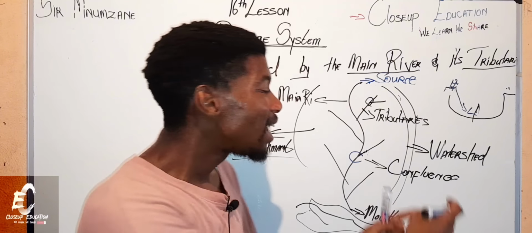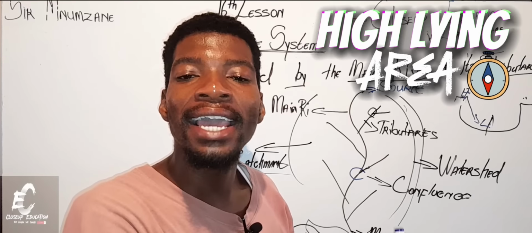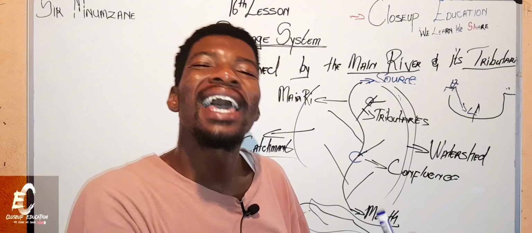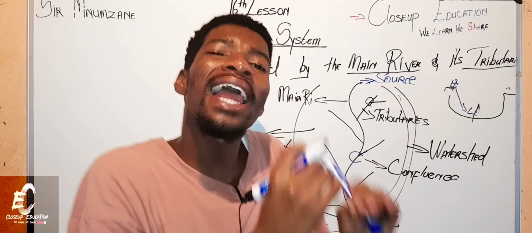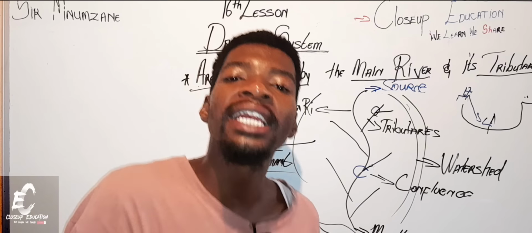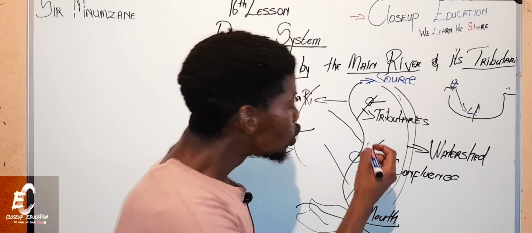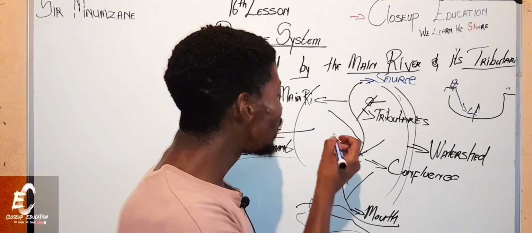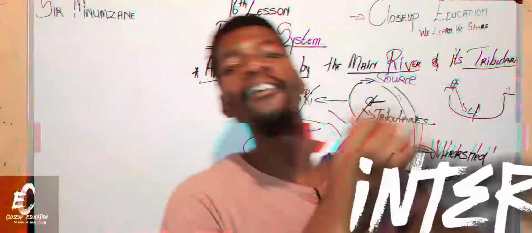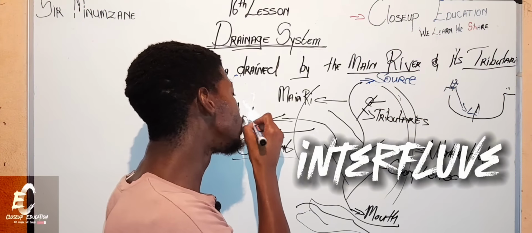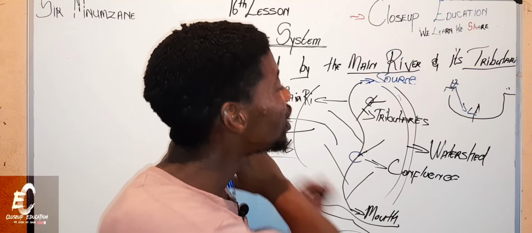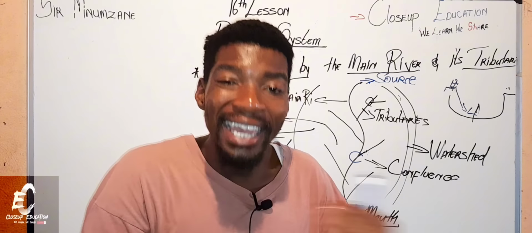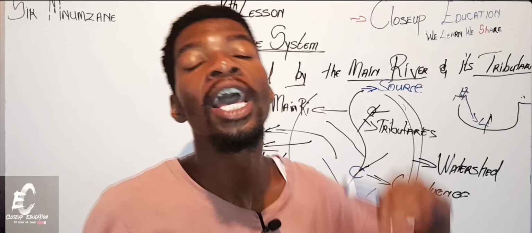Because of that, the watershed is a high-lying area between the two basins. That means there has to be some high-lying area between the two tributaries, right? So these are obviously our tributaries. So between the two tributaries, we must have what we call our interflows. Yes, this is our interflows. Guys, you have to know the definition of all these terminologies. If you do not go on your own and read, oh my brother, you will be in some danger.